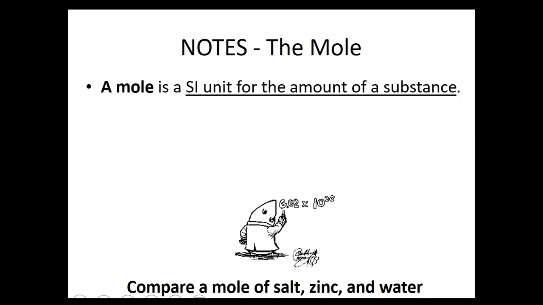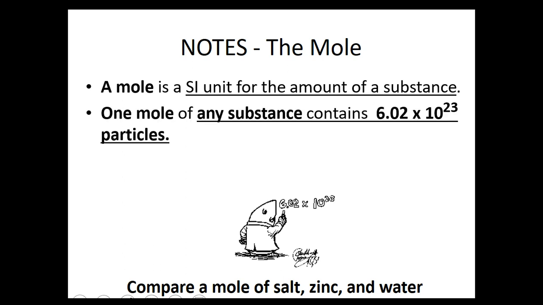Okay, so I mentioned previously in 8.2, a mole is the SI unit for the amount of a substance. So 1 mole of any substance contains 6.02 times 10 to the 23rd particles. Again, it's kind of like saying I have a dozen, but instead of that dozen equaling 12, it equals this very, very large number. And this is also called Avogadro's number.